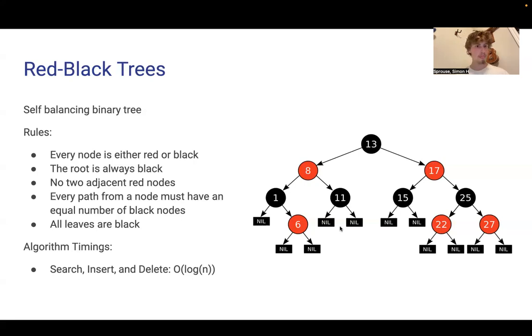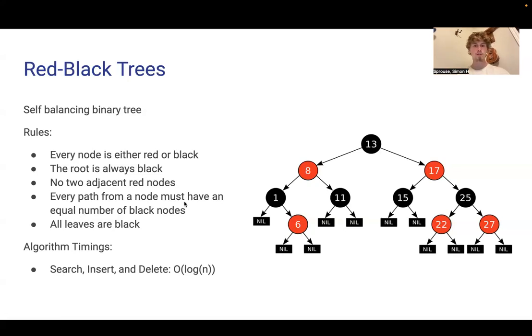Seems to be good. Every path from a node must have an equal black height from the left and the right. As we can see, it looks like we've got a black height of 2 here, black height of 2, black height of 2, black height of 2. And that's also true on any of the subtrees that we can draw. And then all of the leaves are black. Again, this last one is kind of iffy as to whether or not it's actually helpful.